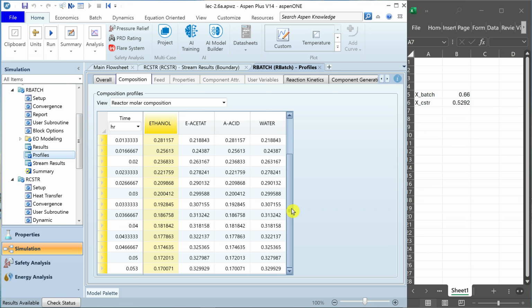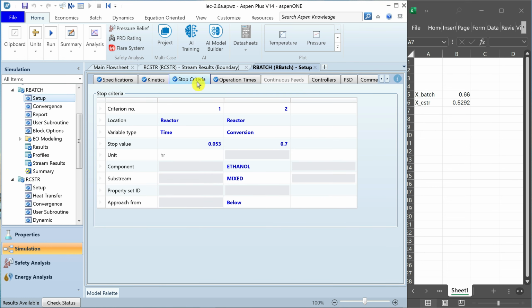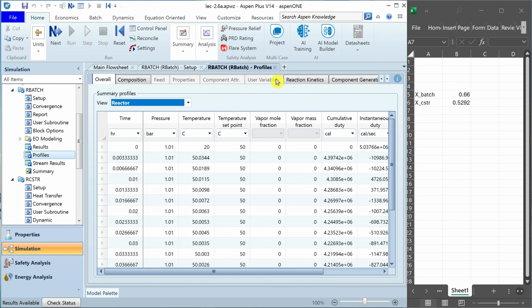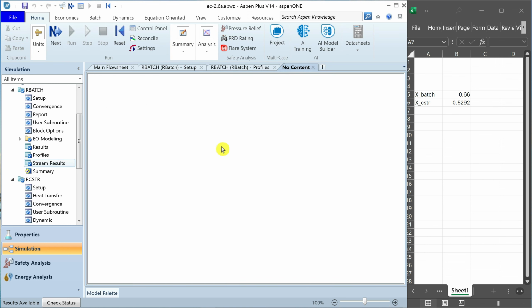Now let's consider how different parameters affect the performance of the batch reactor. For the purpose, let's go to the setup window, in the stop criteria and operating time. Let's consider how reaction time affects the reactor performance. Before that, let's display relevant results in new windows. Open the profiles tab as well as stream summary results.